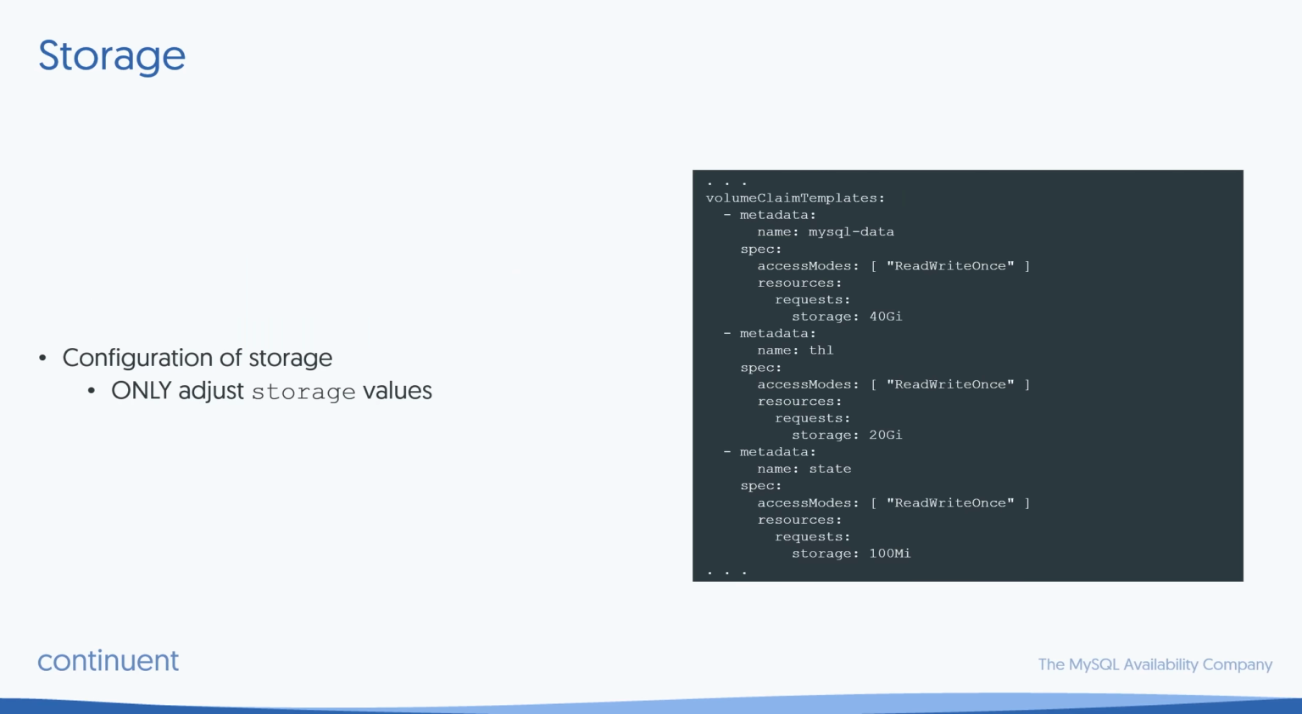Storage. So this is where you configure the storage for the MySQL database, THL files, and what you would do here is obviously just specify the values against the storage line. So the example here for MySQL data has 40 gig, and then you have the metadata for THL, which is 20 gig. So yeah, only change those values in that case.